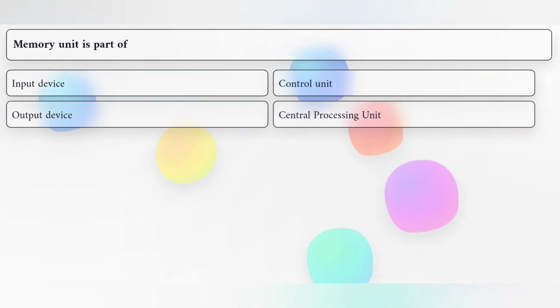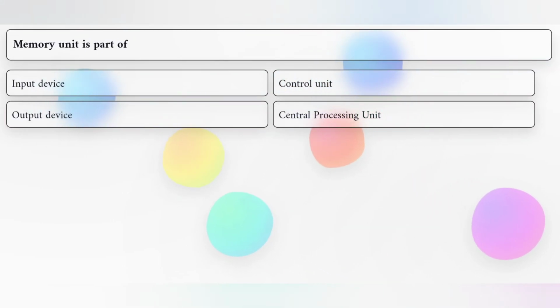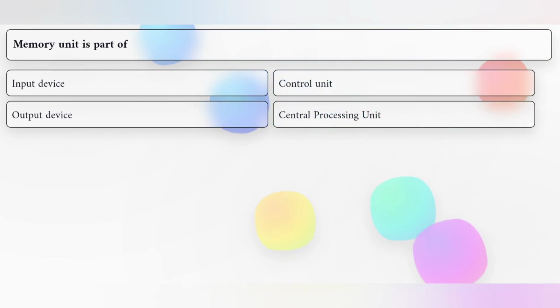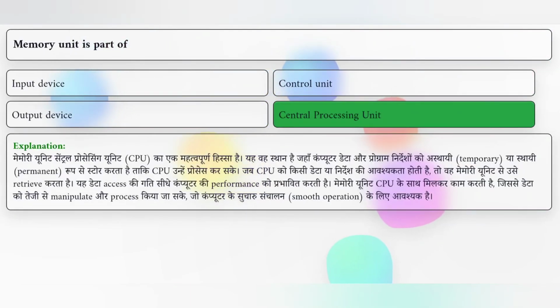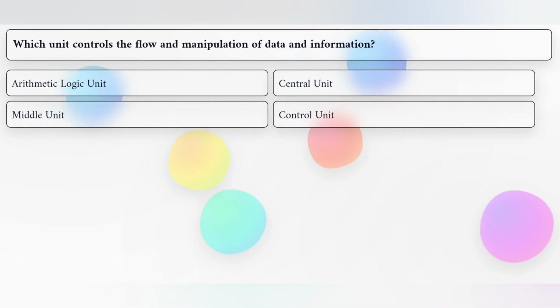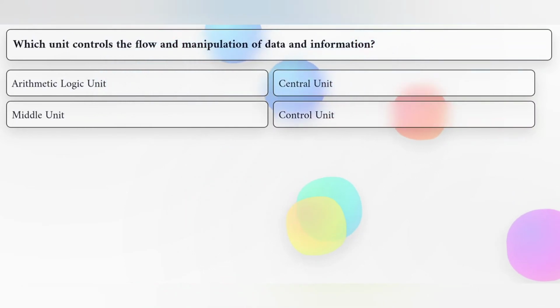Memory unit is part of input device, control unit, output device, central processing unit. Which unit controls the flow and manipulation of data and information? Arithmetic logic unit, central unit, middle unit, control unit.